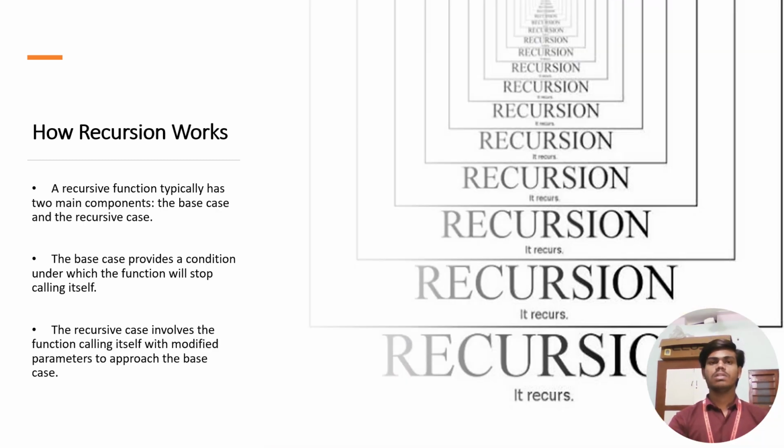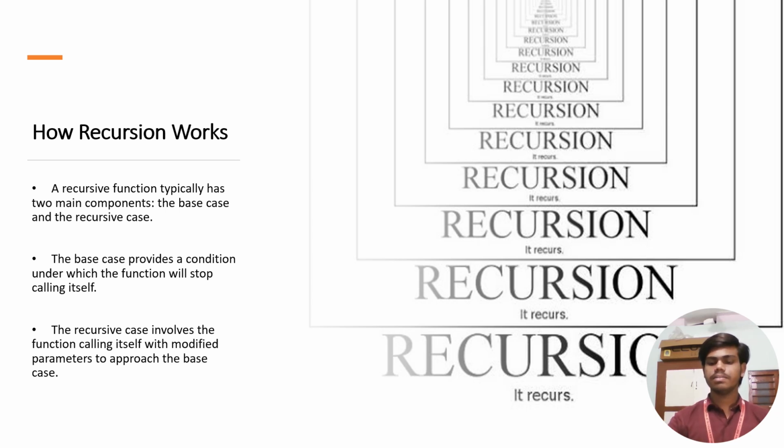How recursion works. A recursive function typically has two main components, the base case and the recursive case. The base case provides a condition under which the function will stop calling itself. It's nothing but a condition, like in a for loop, which we can use. We can compare it with where we have to stop the recursive function.